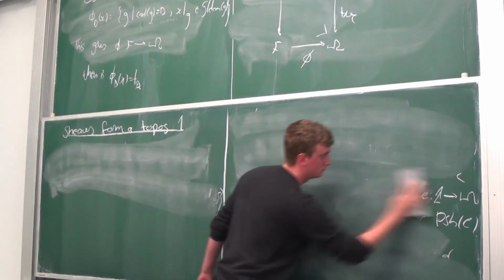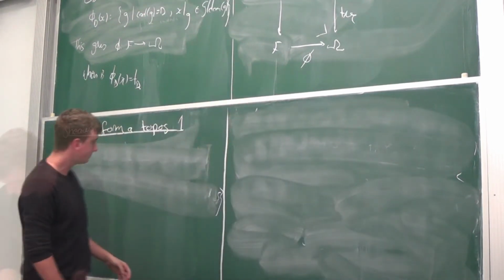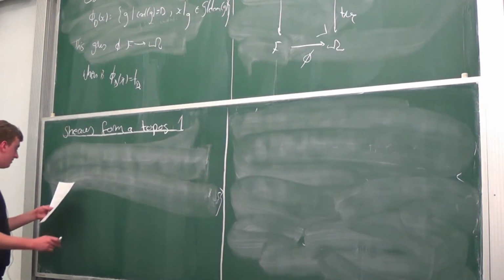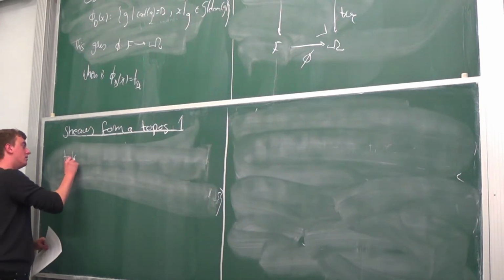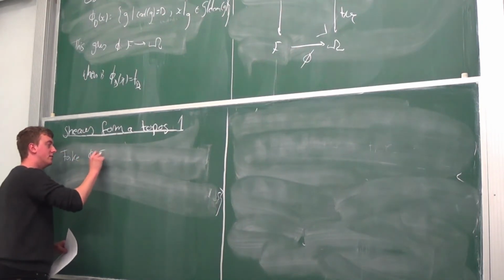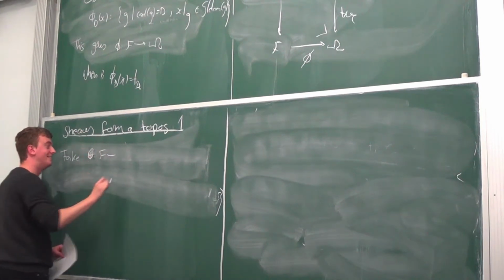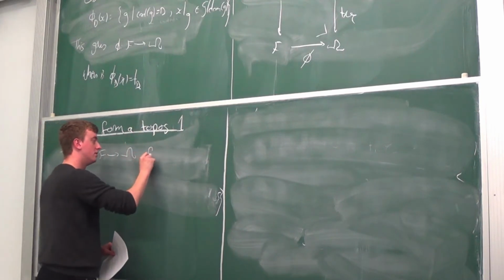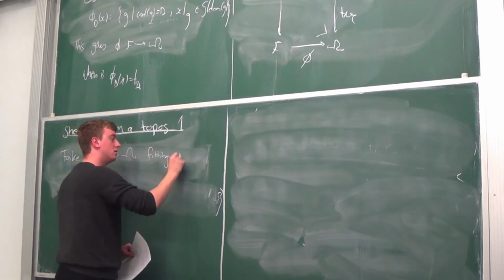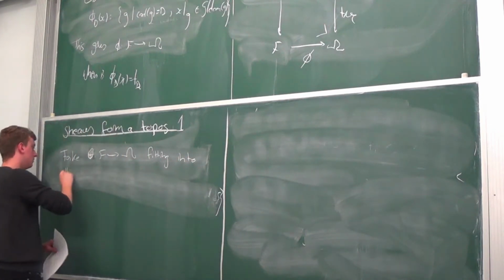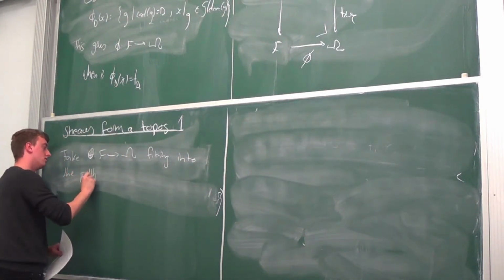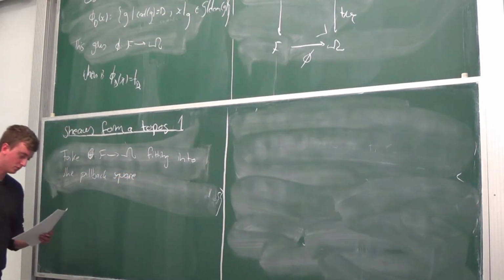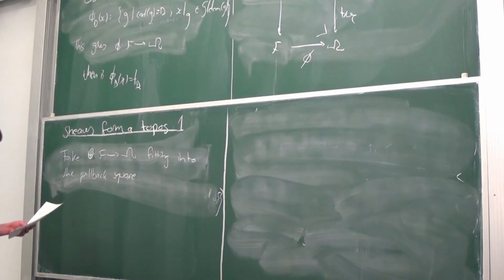All right. So the last thing I had to show was that phi was unique. So take omega theta from f into omega, also fitting into that pullback. Wanted to show that this theta is equal to phi.